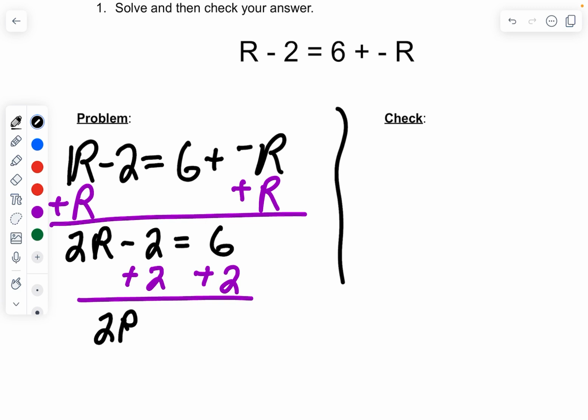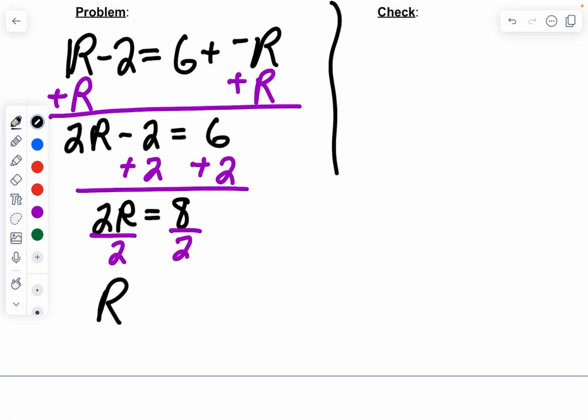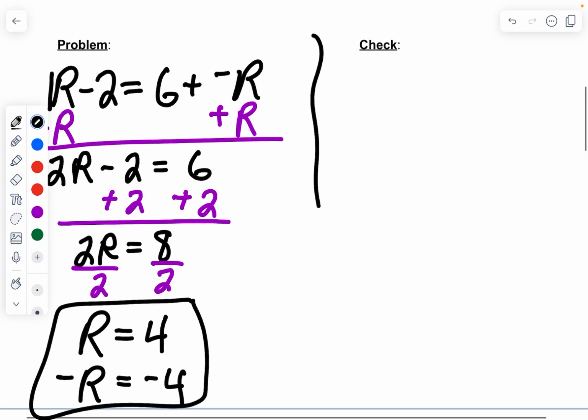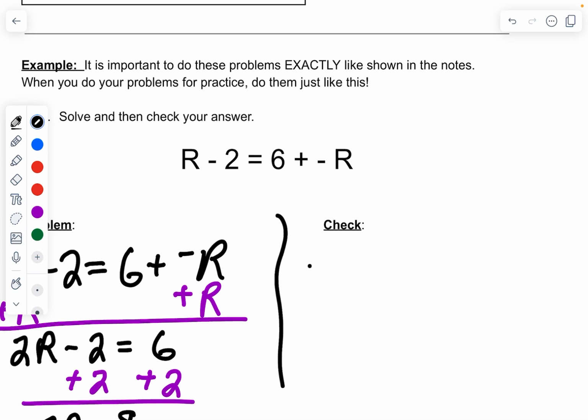I have 2r equals 8. Divide both sides by 2. And I have r equaling 4, and negative r equaling negative 4. Let's go ahead and look at the original problem in the check.